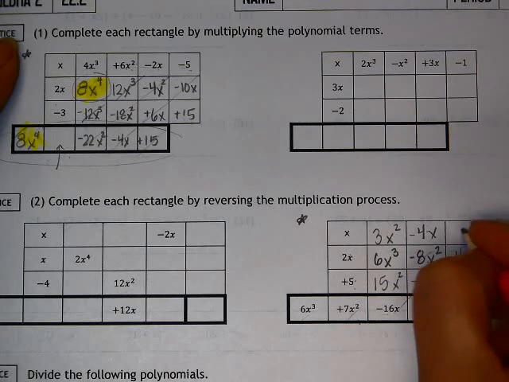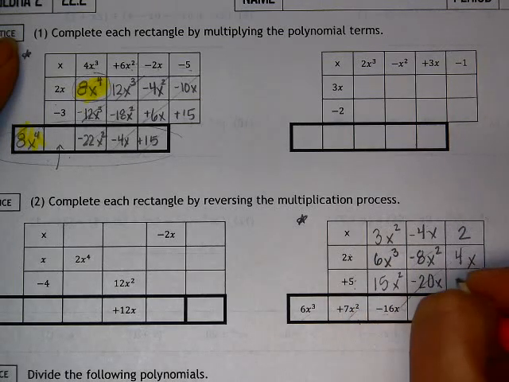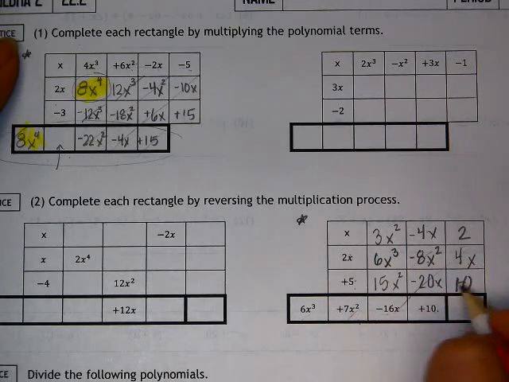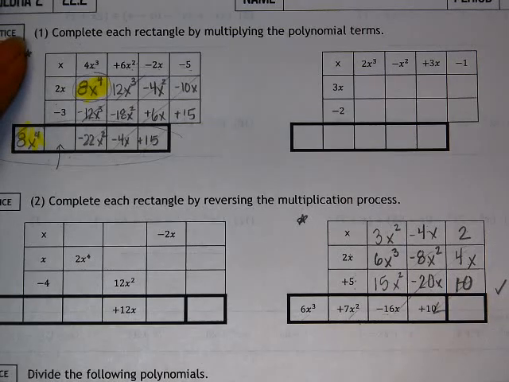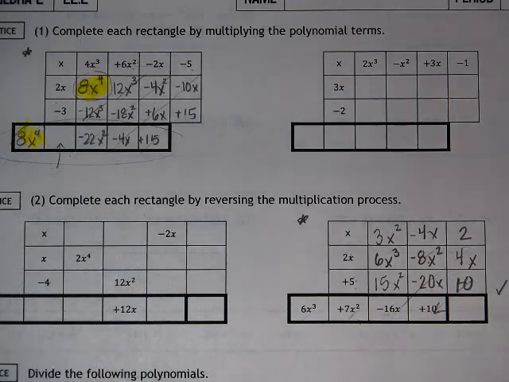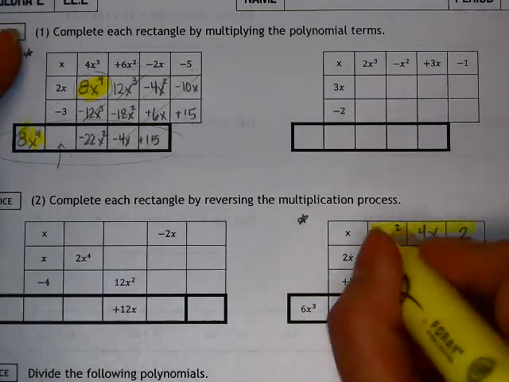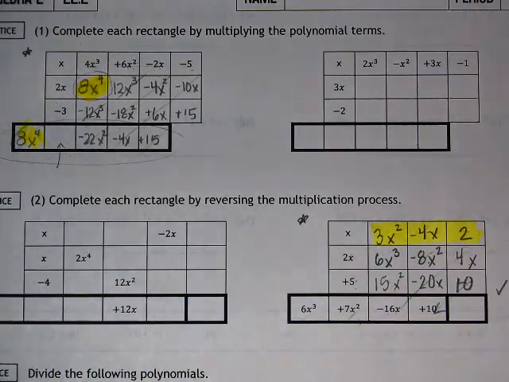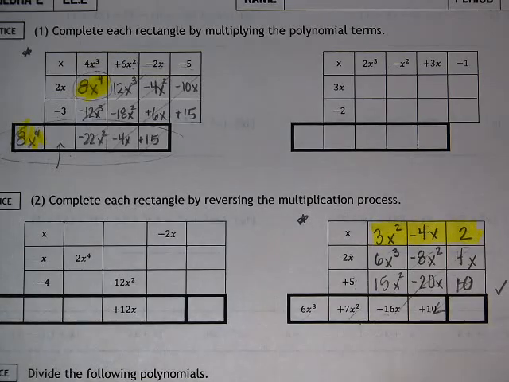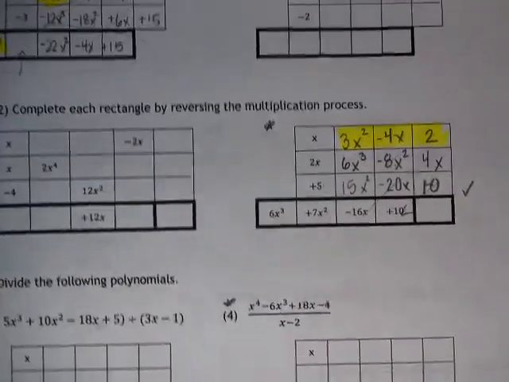And then that would be what? 2, and 2 times 5 is 10, which gives me this one here, and that works out nicely. So this means that it divided in evenly. This is the answer to my division problem. So let's go ahead and now look at number 4.